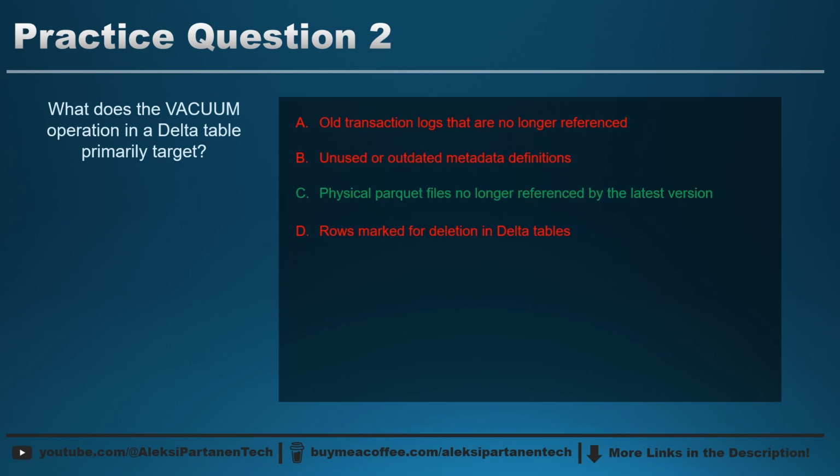The correct answer is C, physical Parquet files no longer referenced by the latest version, since that is how the vacuum operation works and these other options here are incorrect.